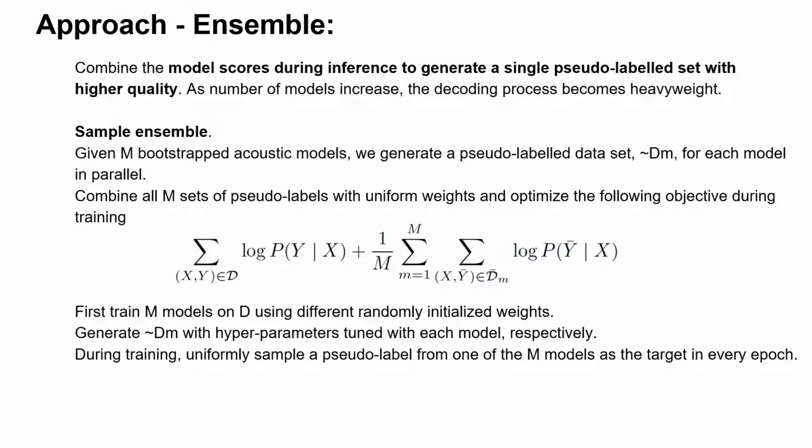In the case of ensembles, usually people combine the model scores during inference. But in the sample ensemble, we have N bootstrap acoustic models, and we generate a pseudo label data set for each model in parallel, and then we combine all the pseudo labels with uniform weights and do the ensemble of it.